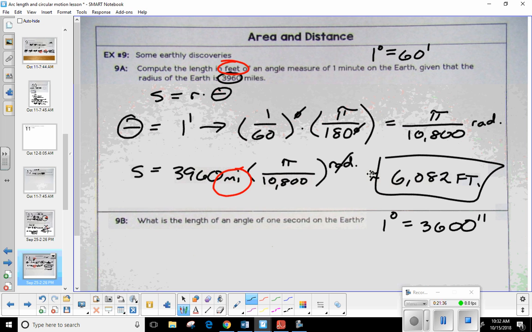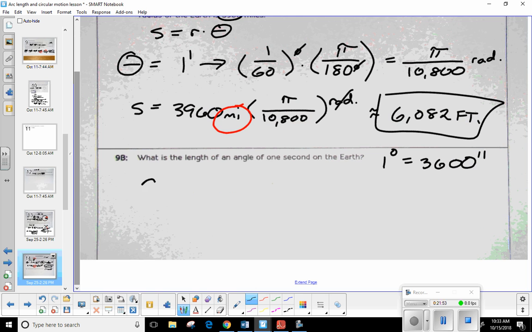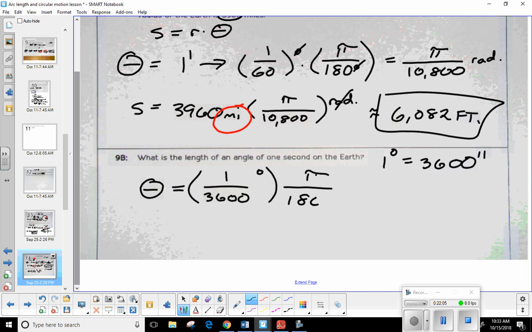3,600 seconds, right? So you could do this the exact same way. If in 1 minute, that's 1/60th of a degree, then 1 second would be what? So that would be 1/3600th of a degree, right? Just like before, I could divide through. And then I would go ahead and multiply this by, again, your pi over 180. And then multiply that outcome by your 3960.